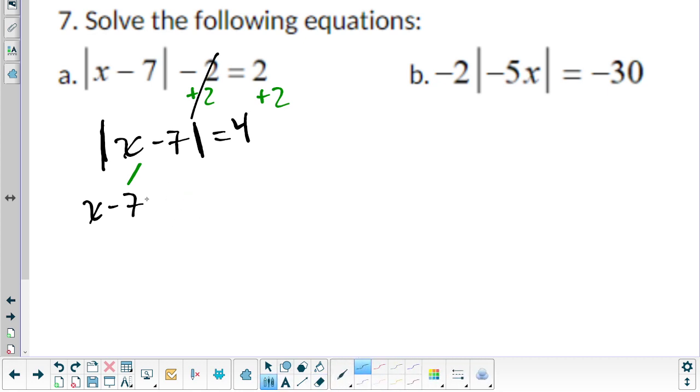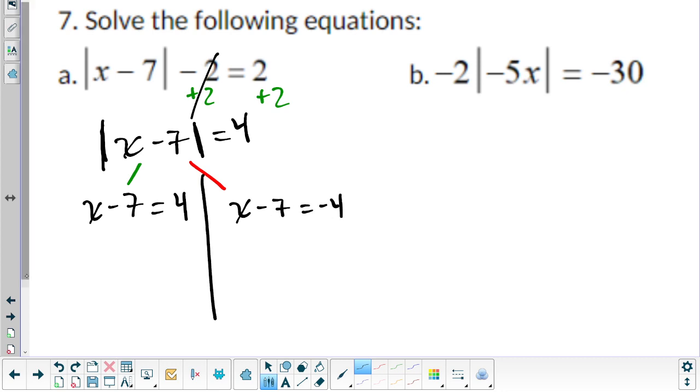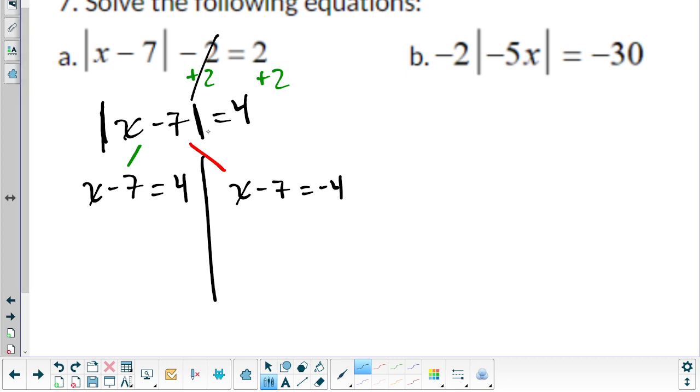Let me do that in black. Equals 4. Or, because it's in the absolute value, x minus 7 could equal -4 as well. So really what I'm doing in each of these is I will have two solutions for x. The one that makes the inside of the absolute value positive, and the one that makes the inside of the absolute value negative, because either way, because you're taking the absolute value, it spits out a positive, okay? And what's cool about these is that you always do the same last step. Your numbers will just be different, okay?